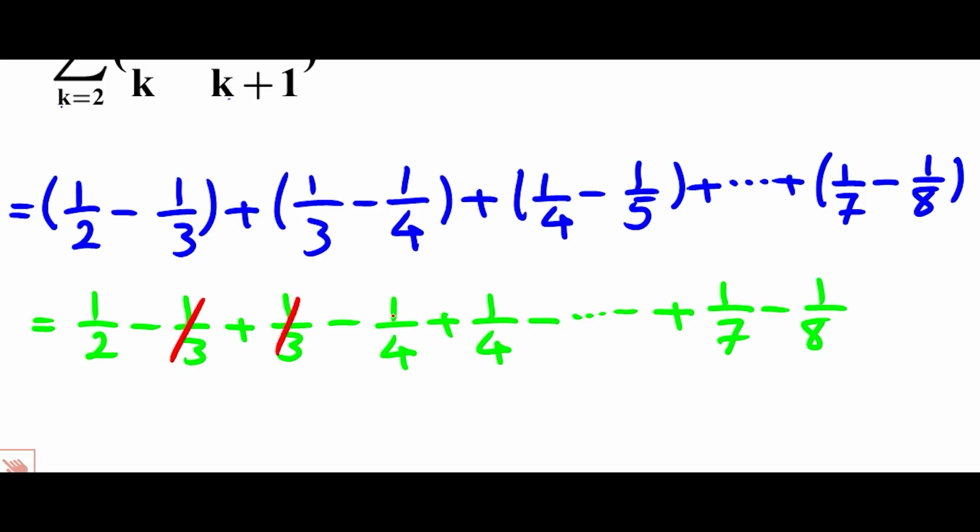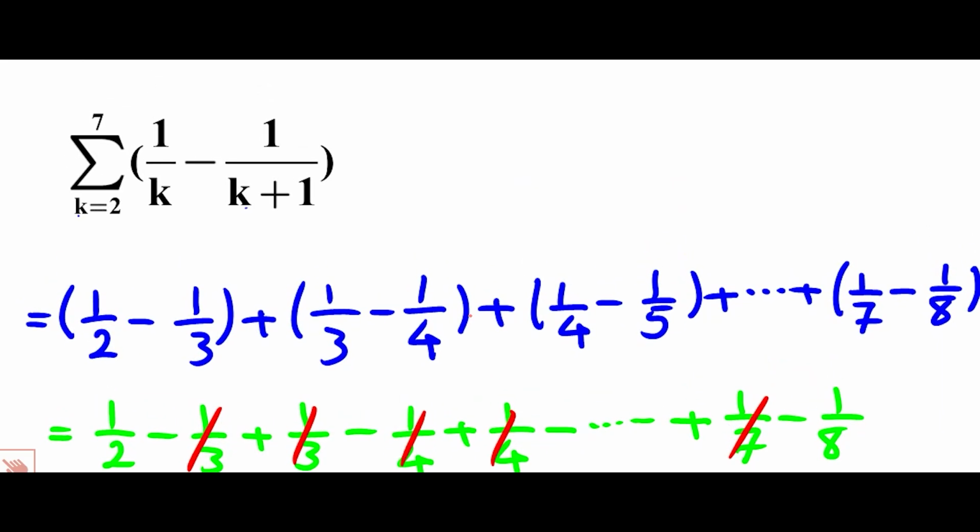Now cancel the middle terms. We have 1 half minus 1 over 8. So the first term we plug in k equals 2, so we have 1 over 2, minus the second term we plug in 7, 1 over 7 plus 1, which is 8. So we have 3 over 8.